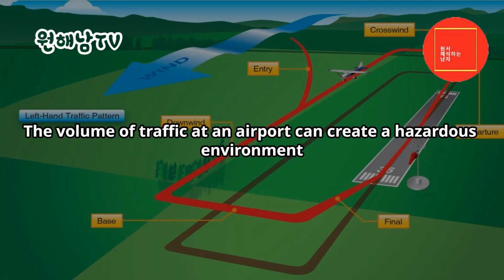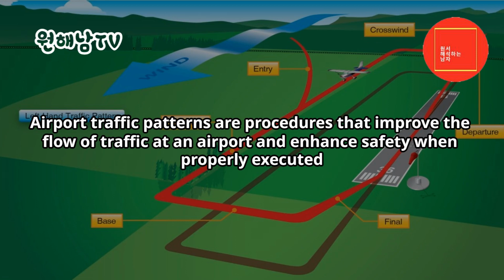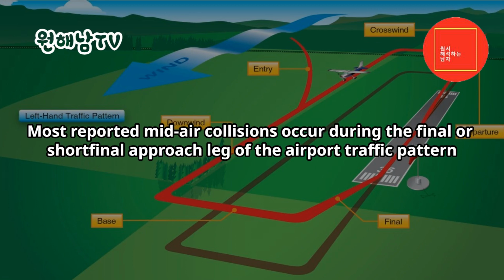Chapter Summary. The volume of traffic at an airport can create a hazardous environment. Airport traffic patterns are procedures that improve the flow of traffic at an airport and enhance safety when properly executed. Most reported mid-air collisions occur during the final or short final approach leg of the airport traffic pattern.